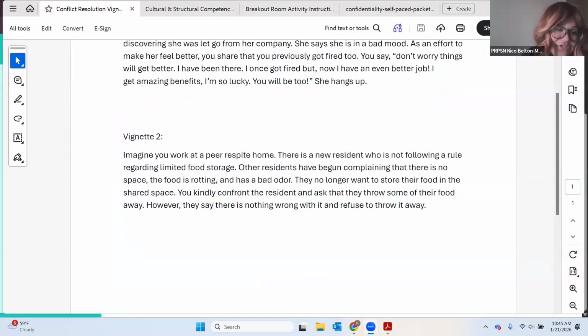So for vignette number two, imagine you work at a peer respite home. There is a new resident who's not following a rule regarding limited food storage. Other residents have been complaining that there's no space, the food is rotting, and it has a bad odor. They no longer want to store their food in the shared space. You kindly confront the resident and ask that they throw some of their food away. However, they say there's nothing wrong with it and they refuse to throw it away.